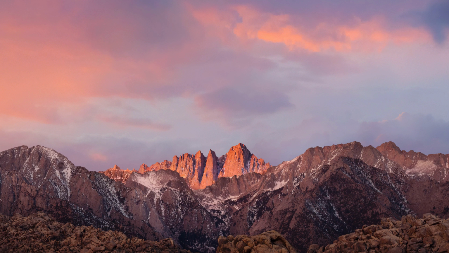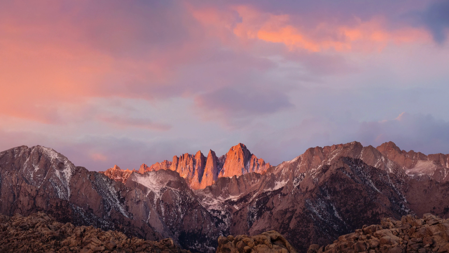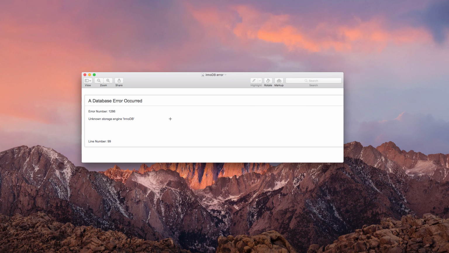All right, guys. So I get a call from a client saying that they're having trouble accessing one of my apps. I turn on error reporting and I get this database error, error number 1286, unknown storage engine InnoDB. So I blanked out the details here. But so here we go.